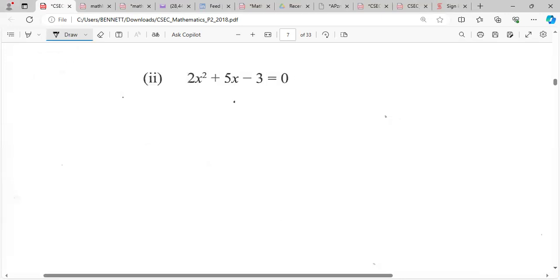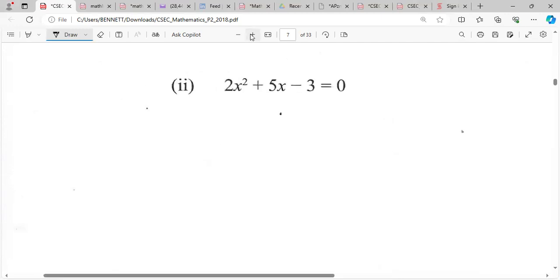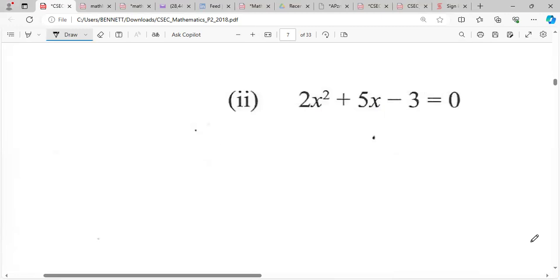Alright, this one says 2x squared plus 5x minus 3. So we have to use one out of two, either the factor method or the quadratic formula. But let us test if the factor method can work first. So we have 2x squared plus 5x minus 3, and that's equal to 0. Let's maths it up.